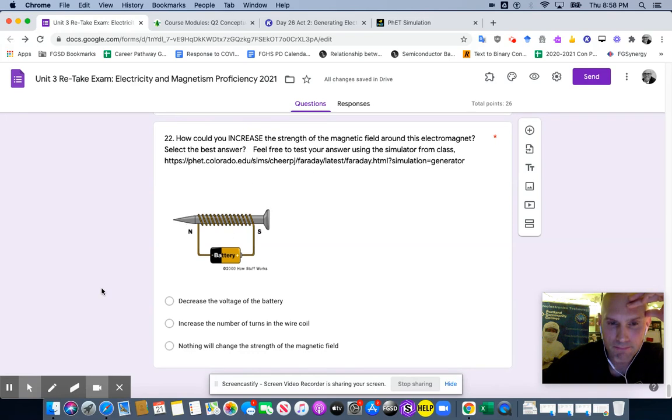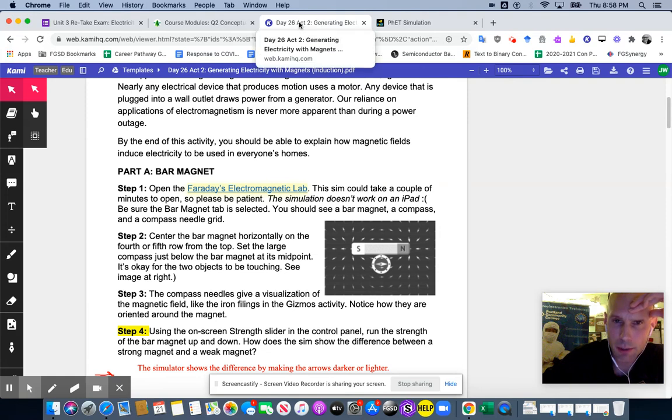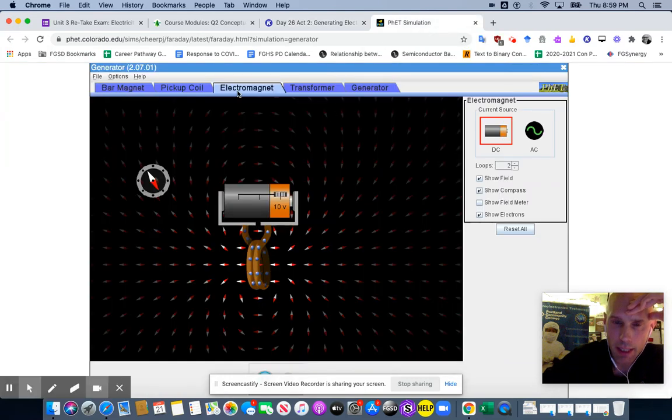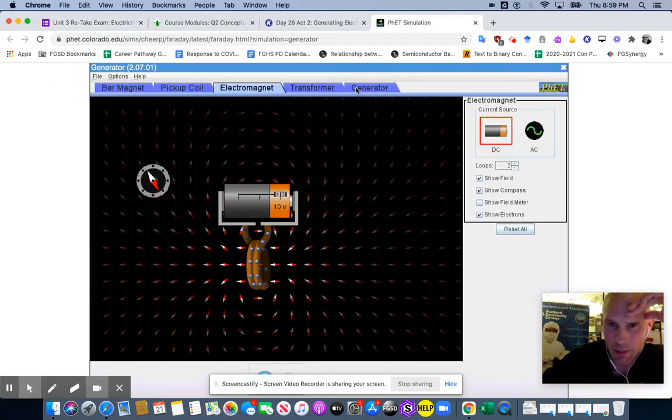And yeah, so you can use a simulator here, the same simulator we used in class. For my class, it was day 26. There's a simulator right here, Faraday's Electromagnetic Lab. And right here, the electromagnet in this lab. So this link here will take you to this place. It'll actually bring up the generator, I believe. So you've got to click the electromagnet tab up here. And you can change things here.